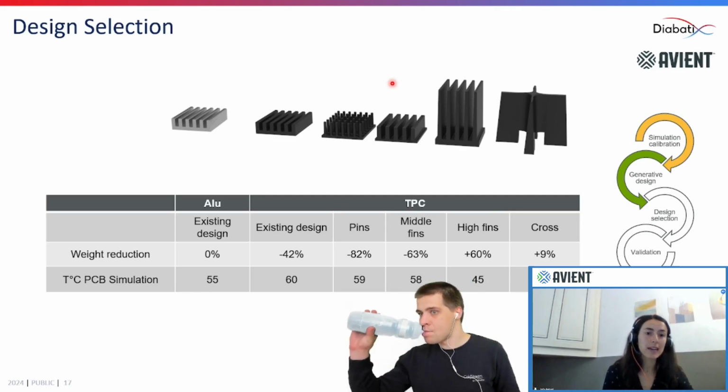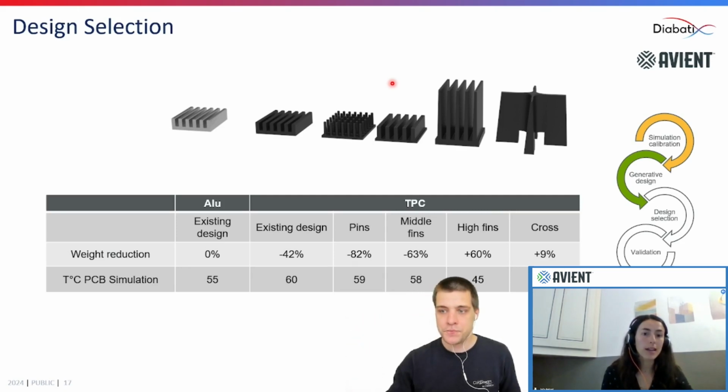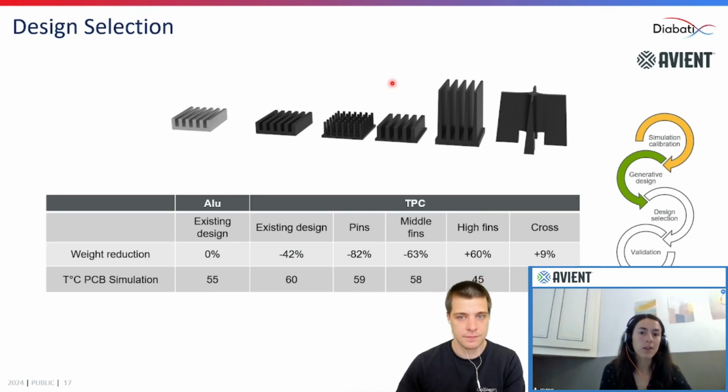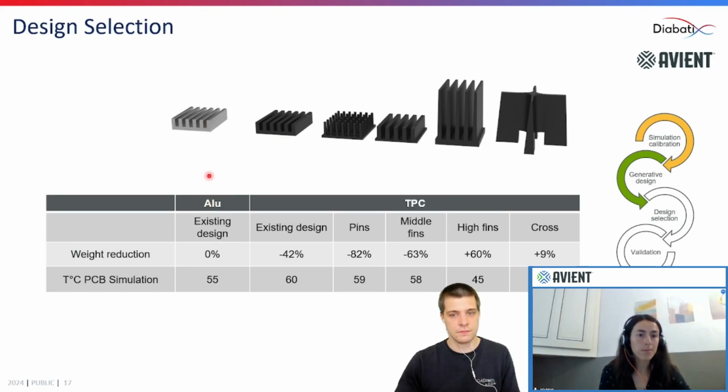So the next step was to select from the Coldstream results different designs based on weight and temperatures obtained. In the table on the left, there is the current design with aluminum, which is our reference. Then there is the same design made of thermally conductive plastic, which results in minus 42% in weight and only plus 5 degrees C compared to the aluminum. And the 4 other designs were created by Coldstream.